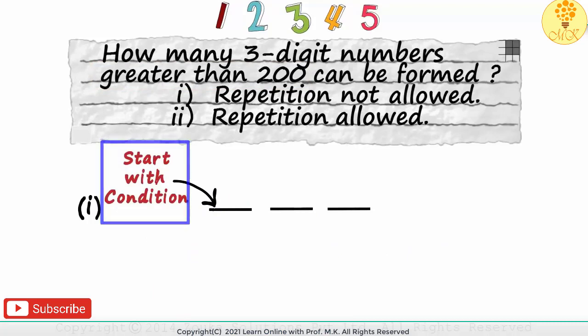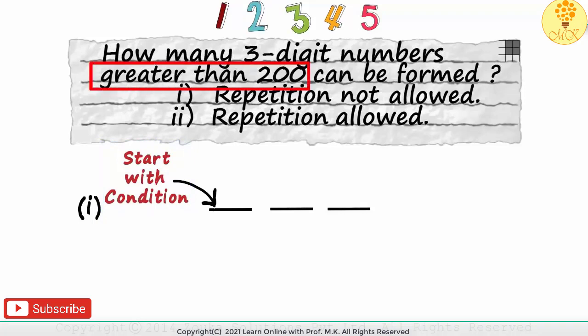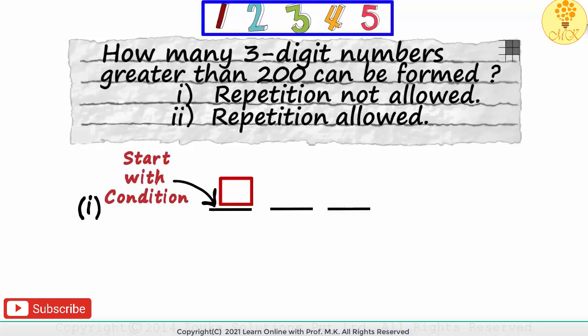This is a golden rule. If you're given a condition, always start with it. Now ask yourself one simple question. If the number has to be greater than 200, then in how many ways can the hundreds place be filled? Don't forget, we can use only one of these 5 digits.